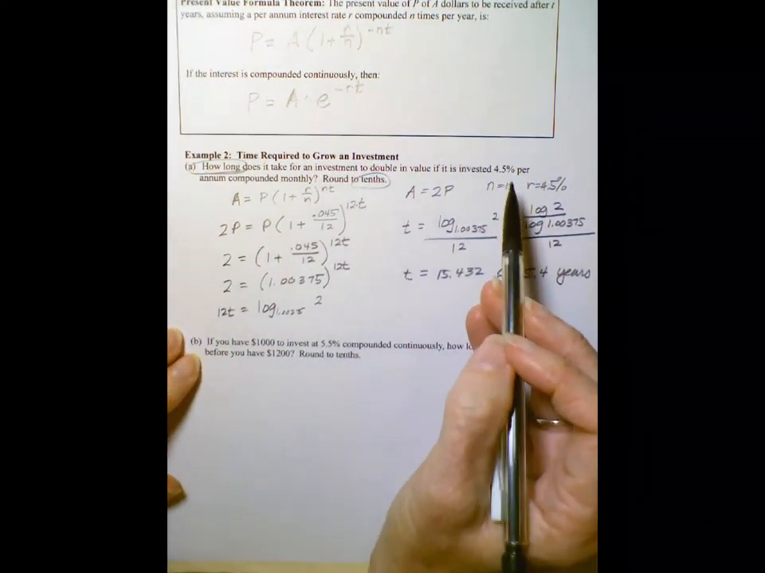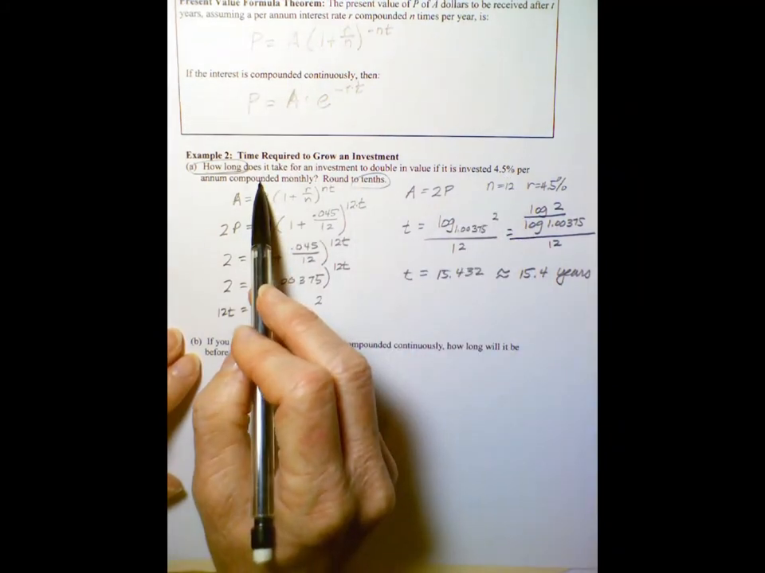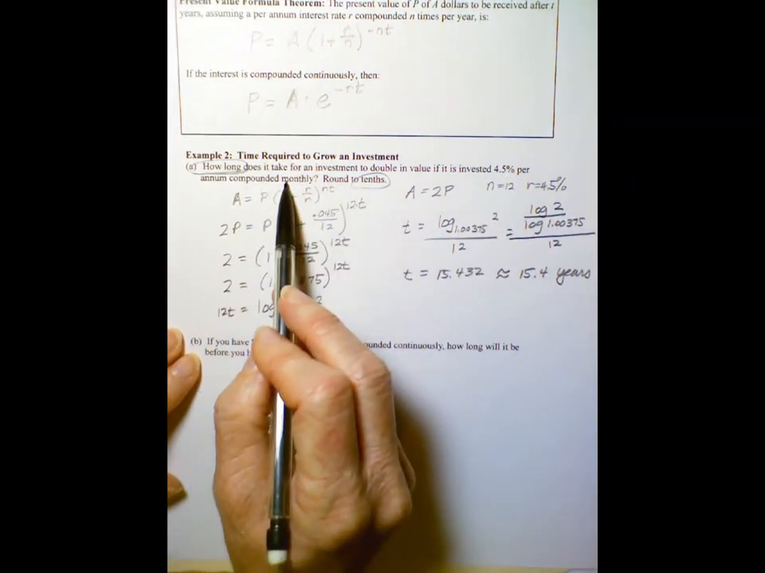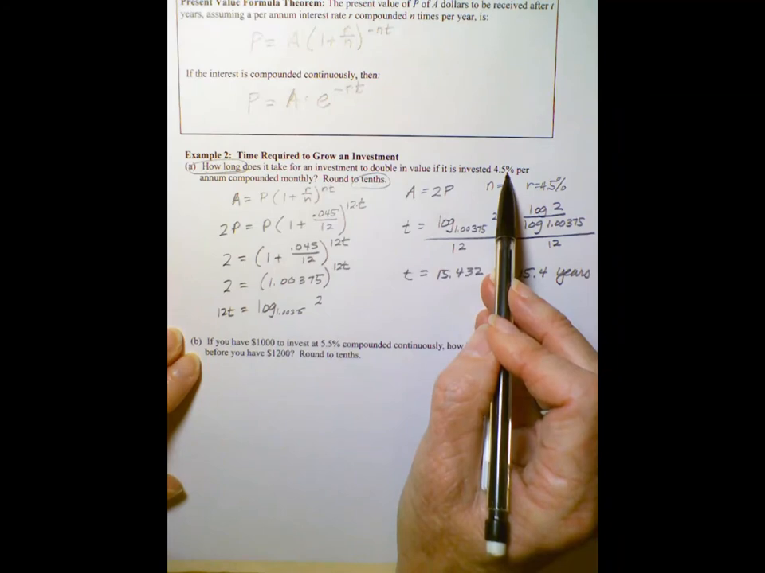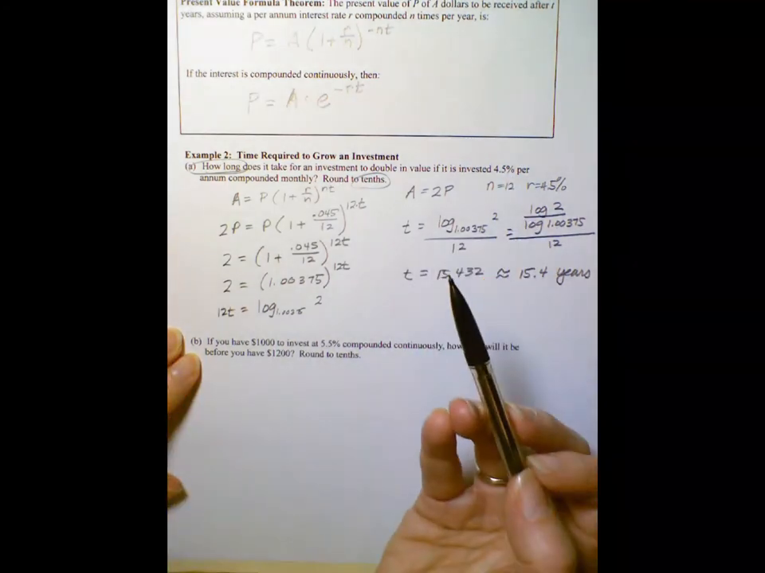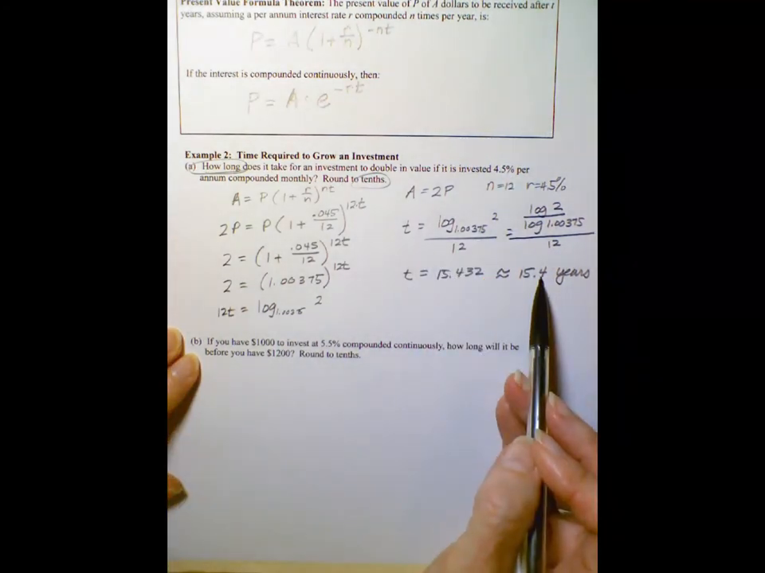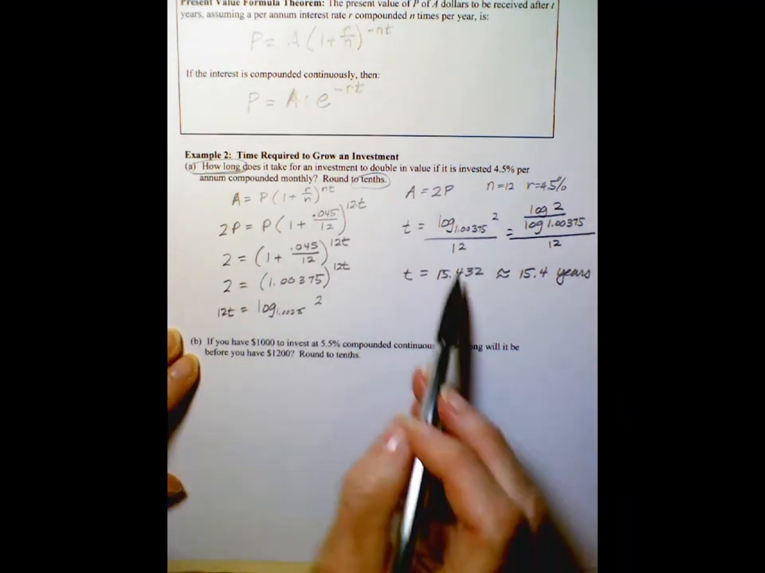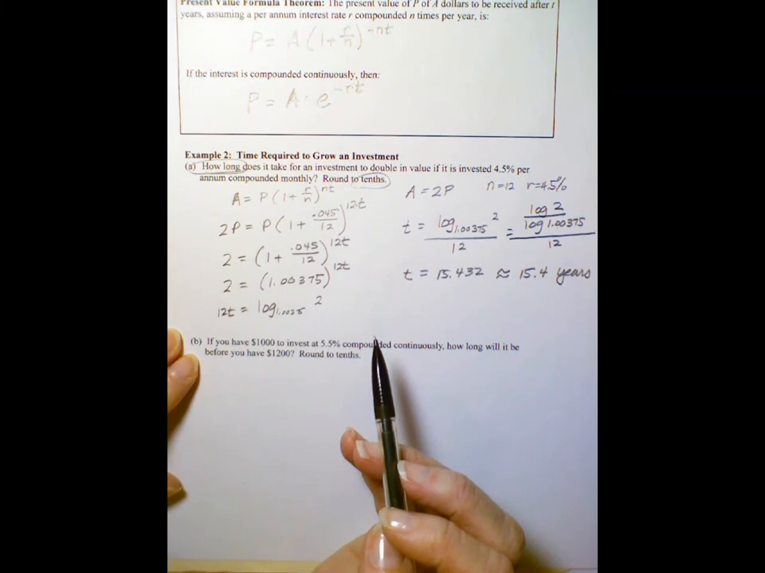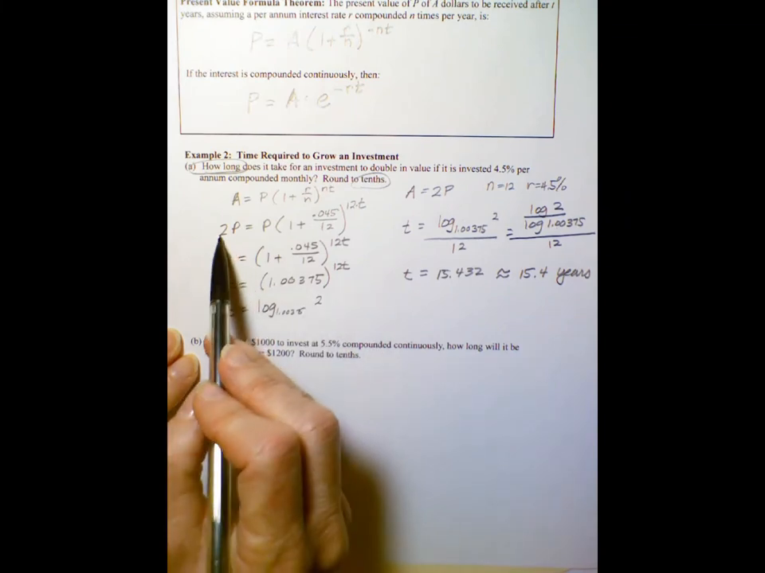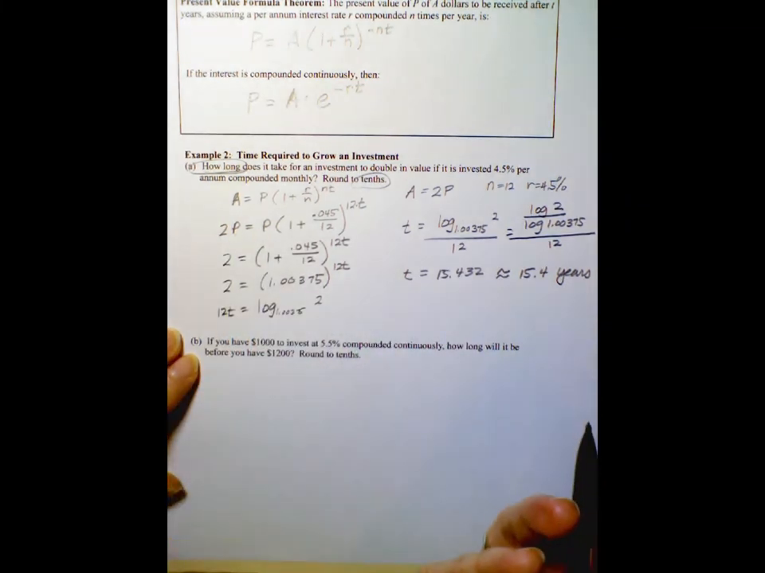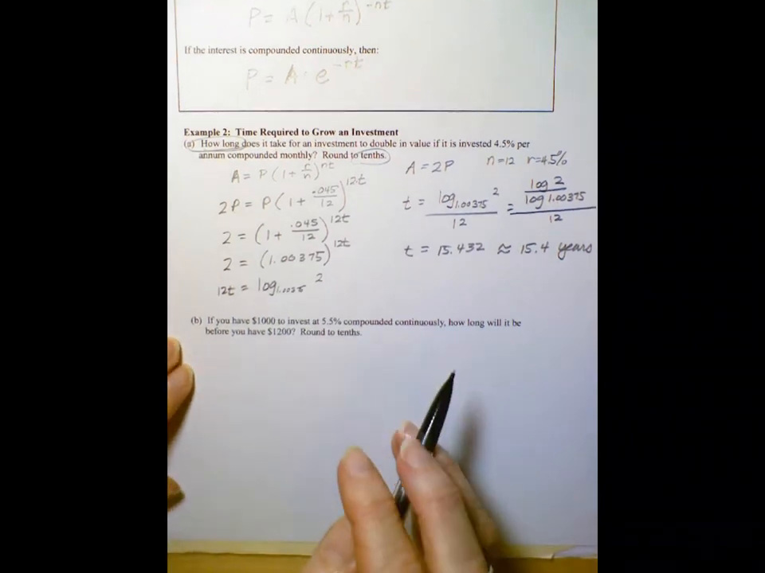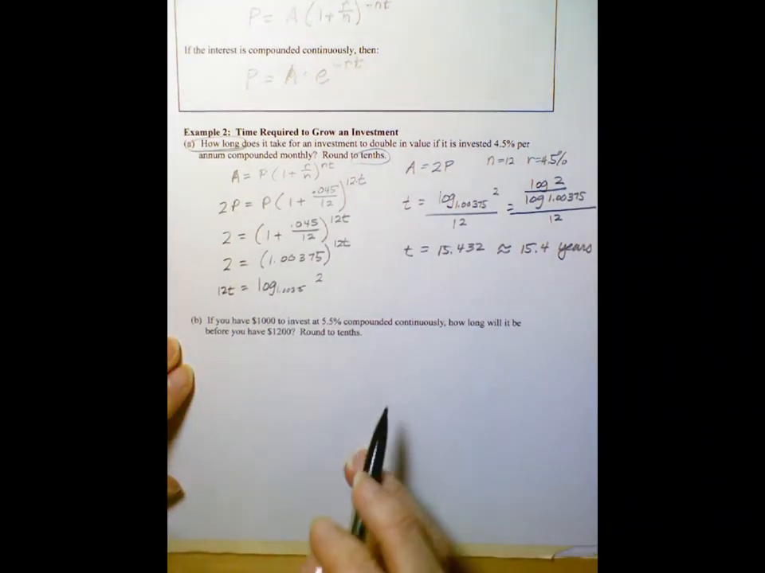So if I have these terms, monthly compounding at 4.5% interest, it doesn't matter what I invest, it will take me 15.4 years to double it. What if I had wanted to triple my money? What would be different? Yeah, I'd just say 3P equals P times (1 plus r over n) to the nt. Okay, A would be 3P.